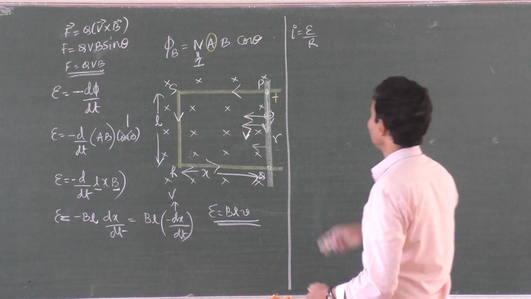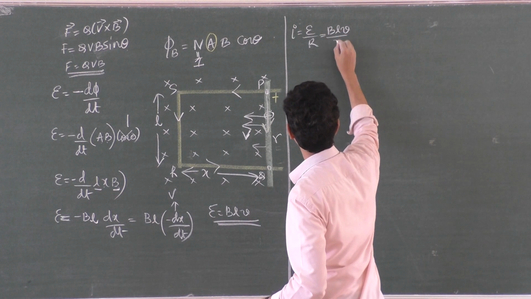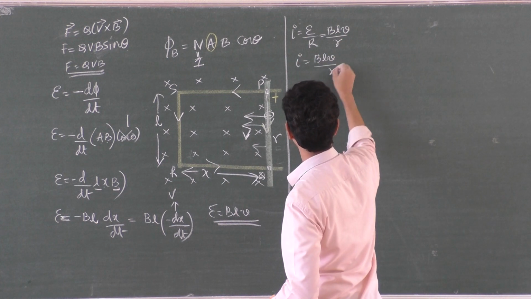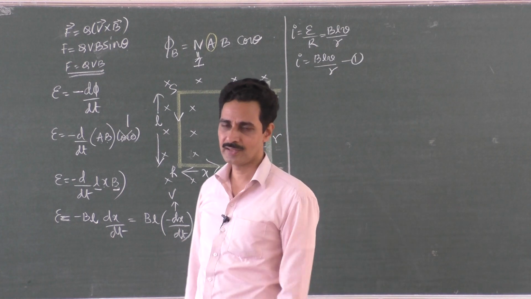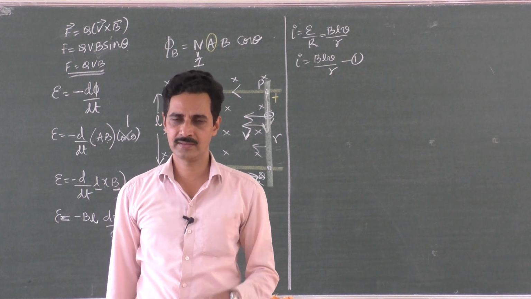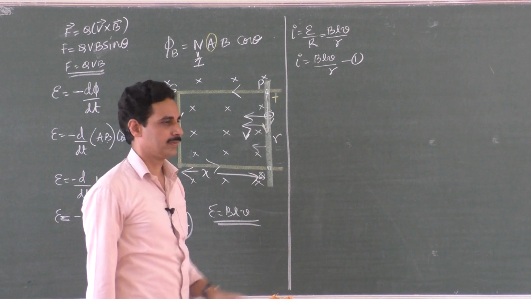What is the induced EMF? BLV by R, I'll write. So I is equal to BLV by R. Let it be ready with us, equation 1. So the induced current is given by the EMF developed, the potential difference, divided by the resistance of the path. The resistance of this path is R, so I is BLV by R.